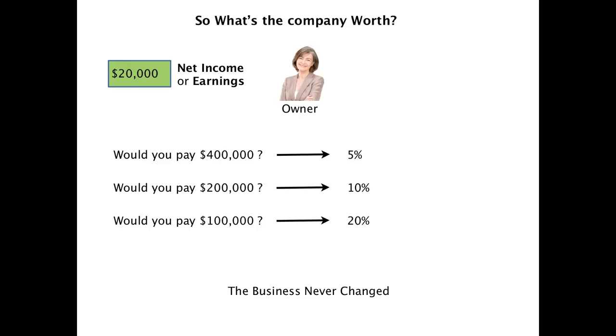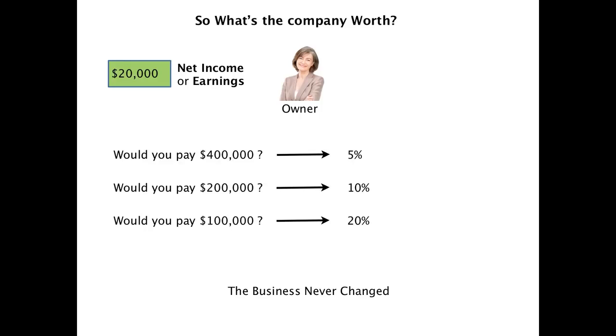She could expect to get a 5% return on that investment, because she's going to get $20,000 at the end of 1 year and she paid $400,000 for it. That's 5%. Then we go to $200,000. If you could buy that business for $200,000, 1 year later you'd make your $20,000, because that number doesn't change. That's the net income. That's what that business makes in a year. That purchase price would yield 10% on your money. And if you could buy that business for $100,000, you're going to make 20% on your money.